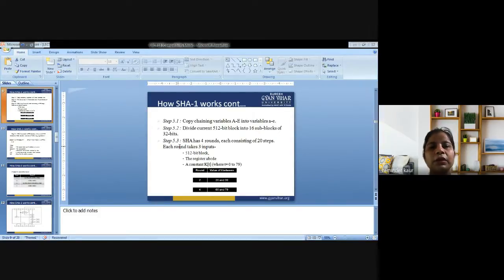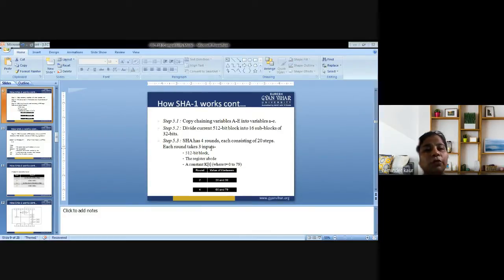In addition, SHA has 4 rounds. Each round consists of 20 steps. So overall, there are 80 steps that are concerned with the SHA algorithm. Each round consists of 20 steps. Then the whole 4 rounds are there, and 4 into 20, that is 80 steps, are concerned with the SHA algorithm.